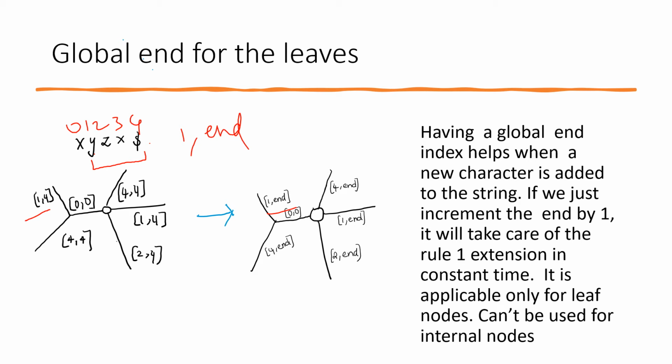What's the use of this? If a new character A comes, we do not update any of these edge labels. We can simply update n equals n plus 1. What is the rule 1 extension? We have to add this new character at every edge label. By simply incrementing the one variable, we add the character at every edge label, and rule 1 can be done free of cost.